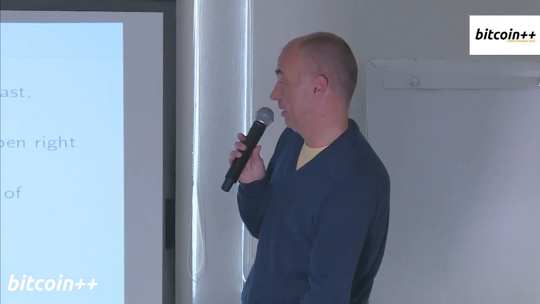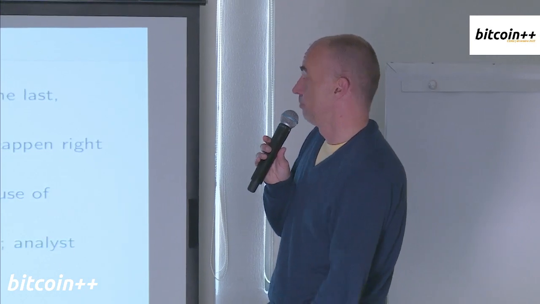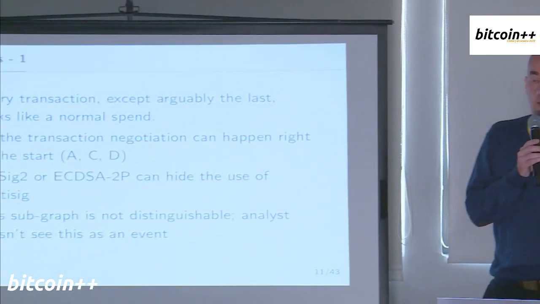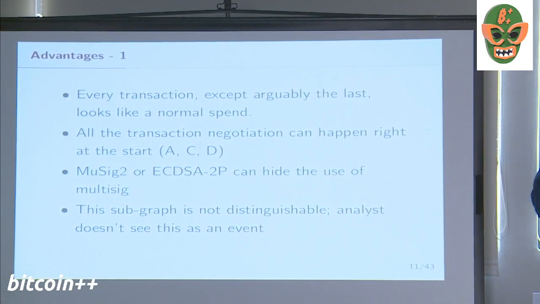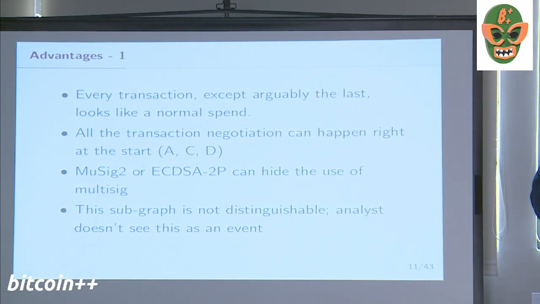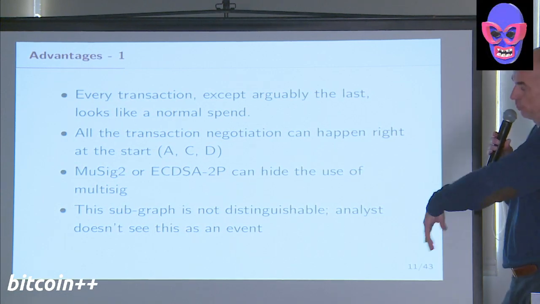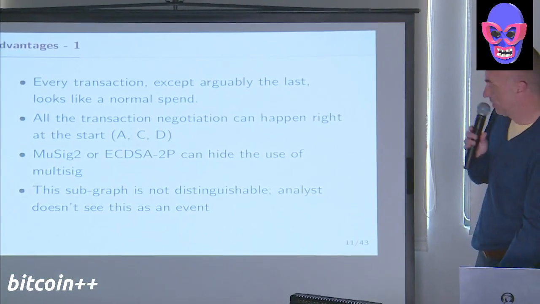Maybe that's not too, I didn't really have enough time. MuSig 2 is required, or theoretically MuSig anyway, or theoretically ECDSA with two-party computation. Anything that hides, to me, it's important to hide the fact that they're the multi-sig connectors between each of these transactions. Otherwise, they don't look like ordinary spends. And the last point is the point that we just said. The subgraph is not distinguishable.